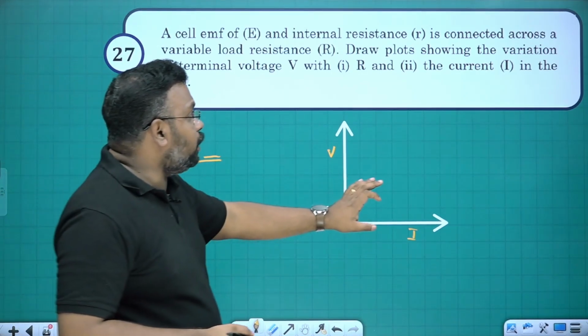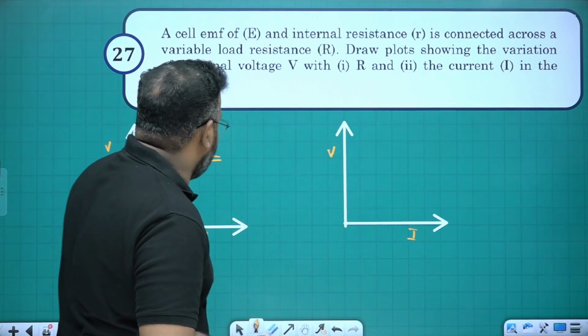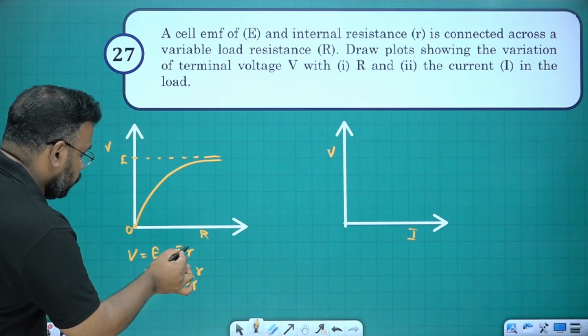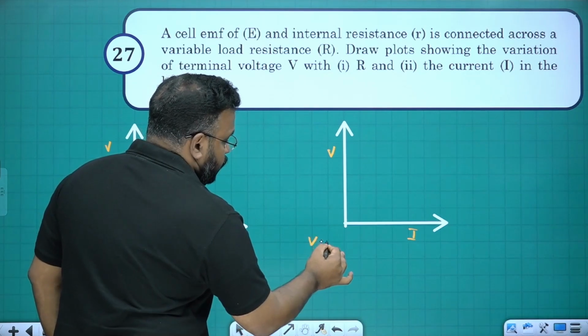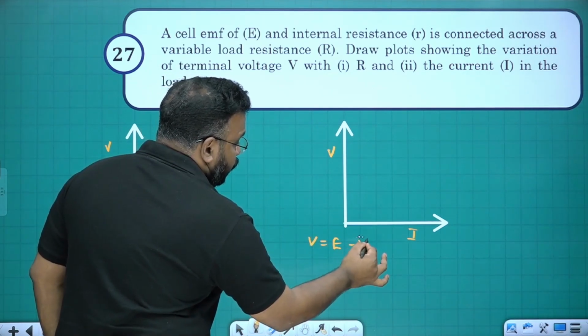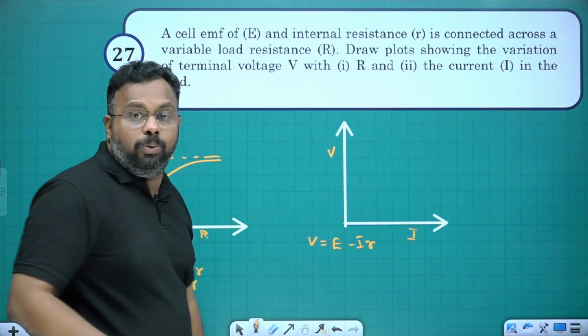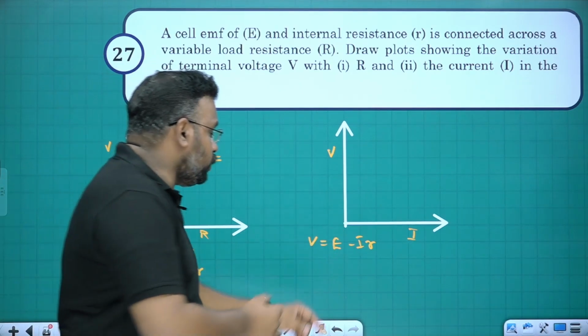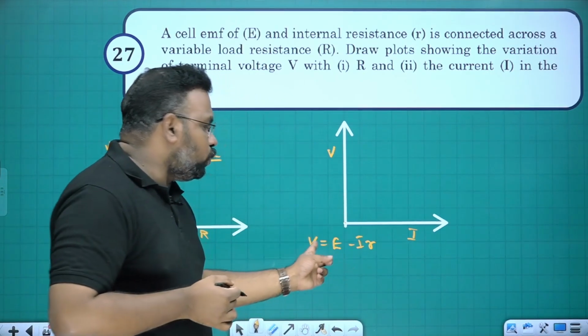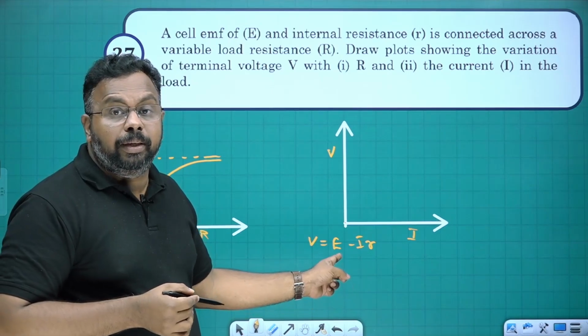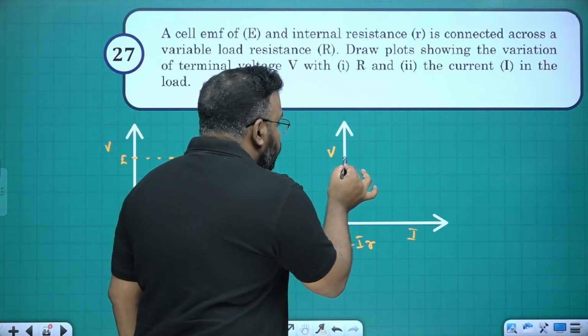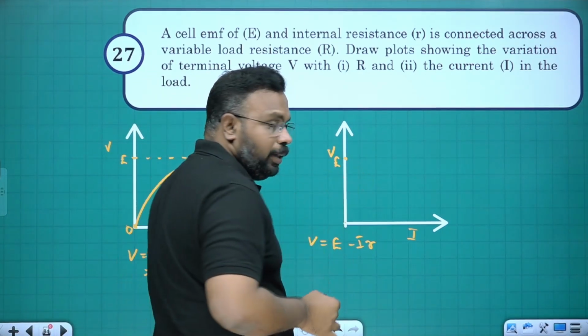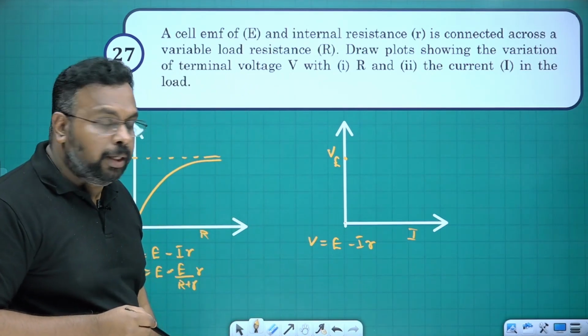So this is the shape of this graph. Understood? Now the second graph is between terminal PD and current. That's very simple. You just look at this equation. I'm writing it again. V is equal to E minus IR. If I equal to 0, what about the V value? V value will be equal to E. So when I equal to 0, V will be equal to E. Understood?